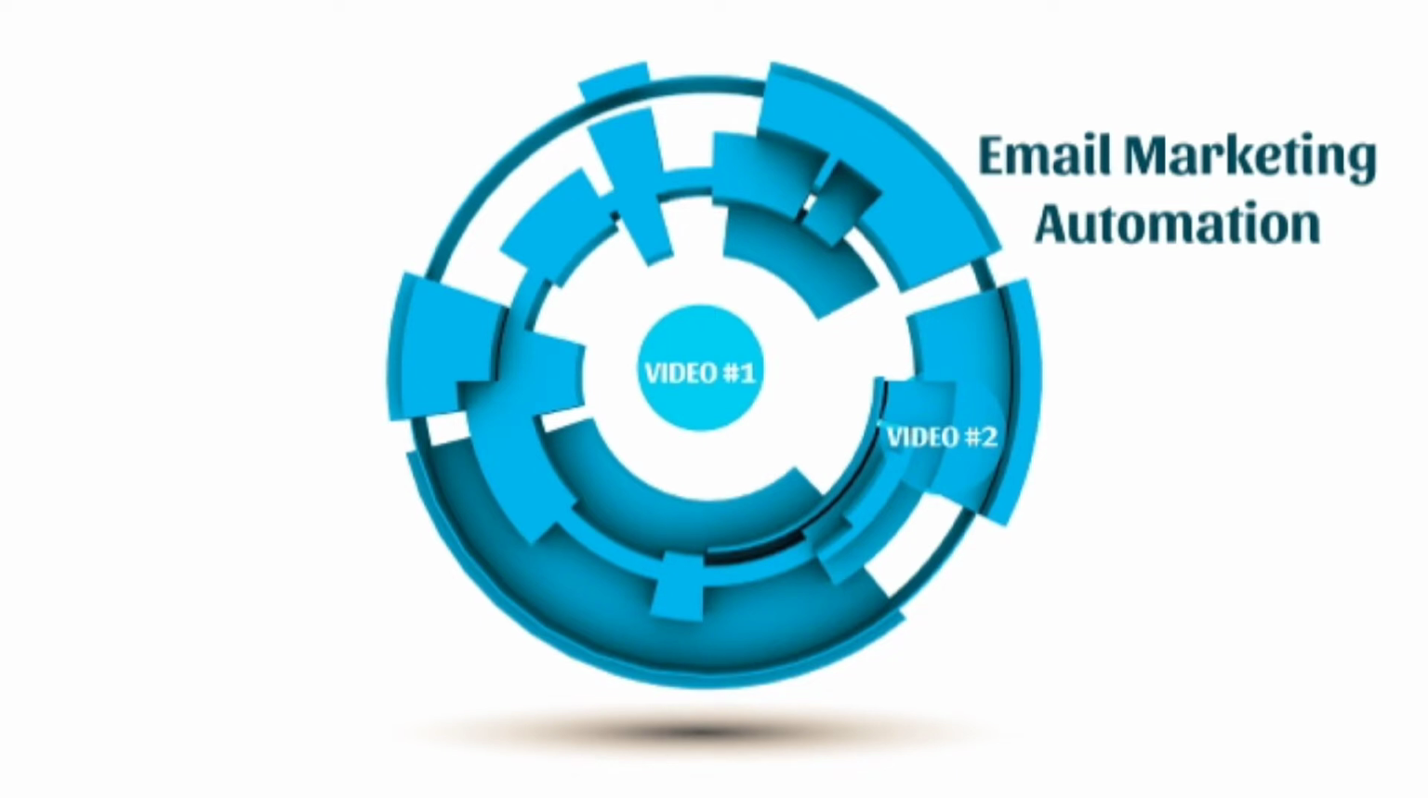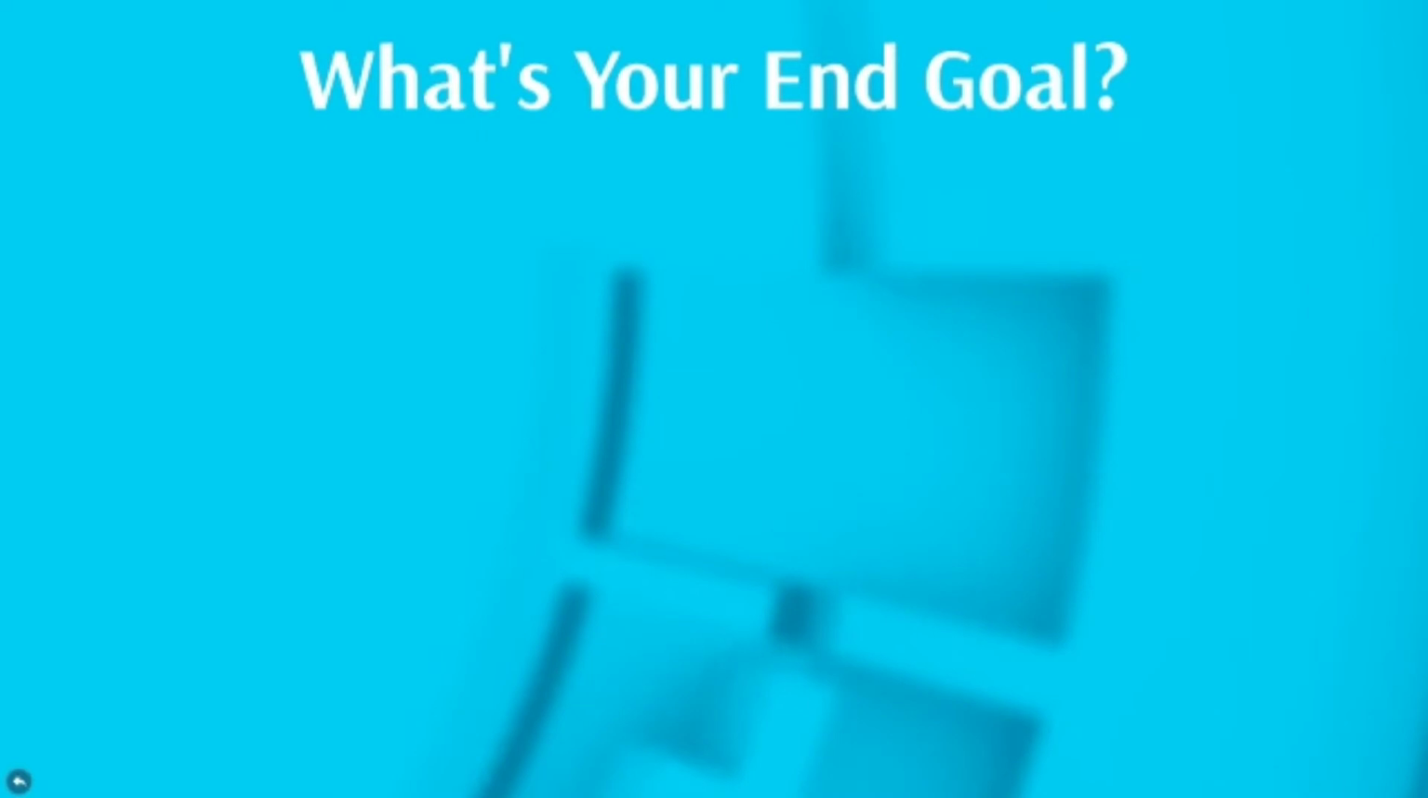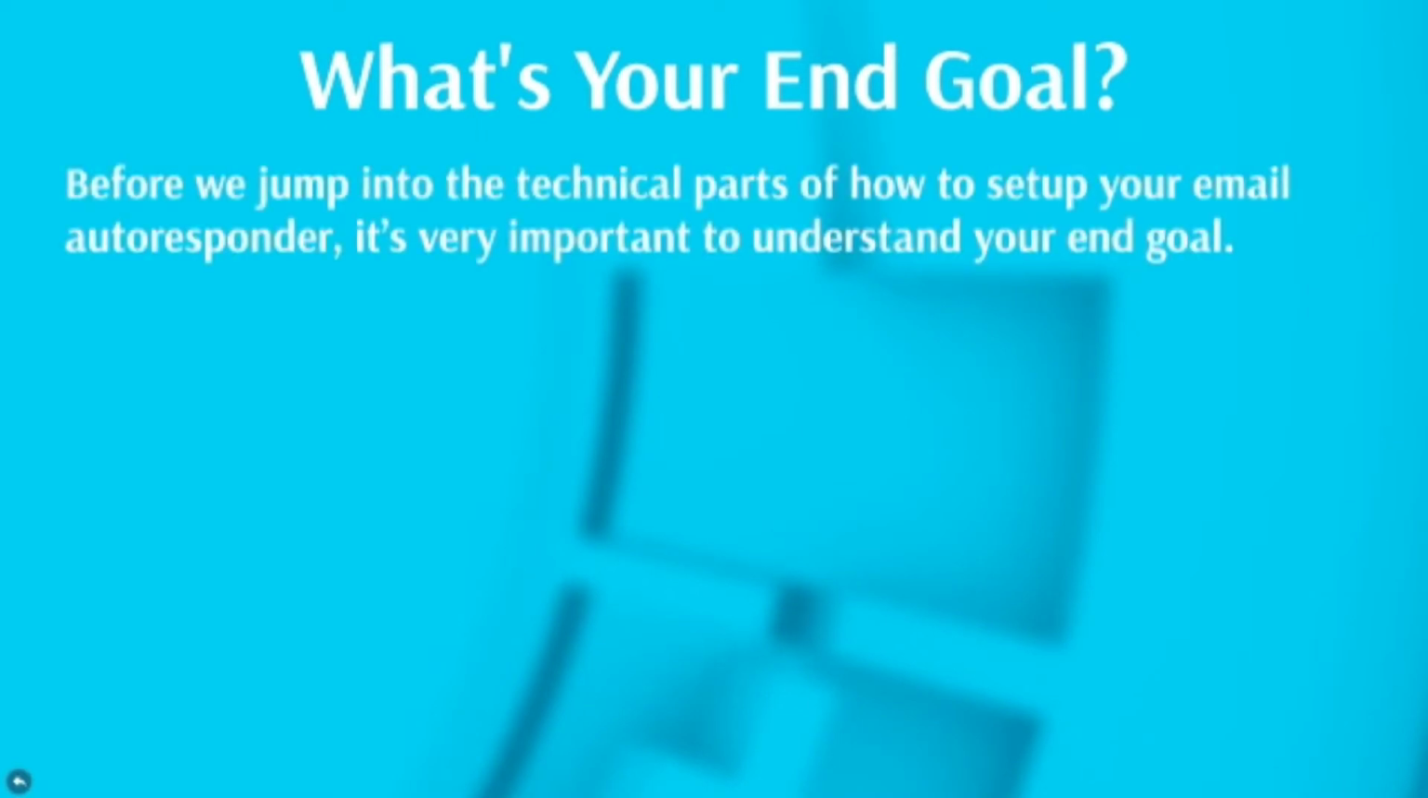Hello and welcome back. This is video number 2, and we're going to dive right in and talk about what's your end goal. Before we jump in and talk about the technical parts of how to set up your email autoresponder series, it's really important to understand your end goal. Like, how many different ways and different opportunities do you have to profit, right? Unless you really understand at least a little bit of your plan, then jumping in like everybody else to just build a list is not going to be productive at the end of the day, right?